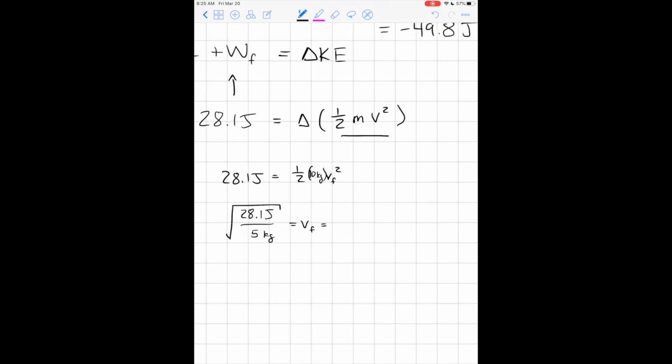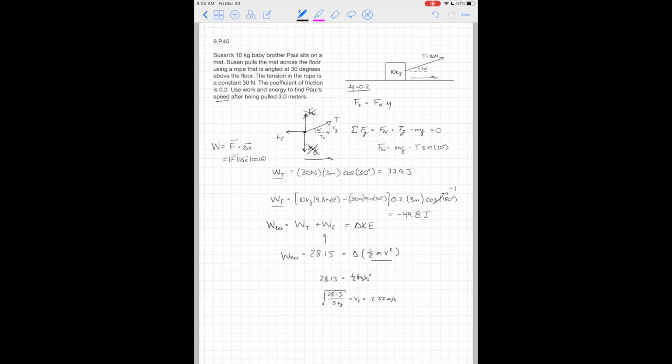Right, 28.1 divided by 5. Take a square root. I get v final equal to 2.37. I think the book rounds that to 2.4 meters per second. So I would argue that this method, even though I took my time and wrote things out a little bit more here, is a little bit quicker, or at least a little bit less algebra heavy than the forces only approach.